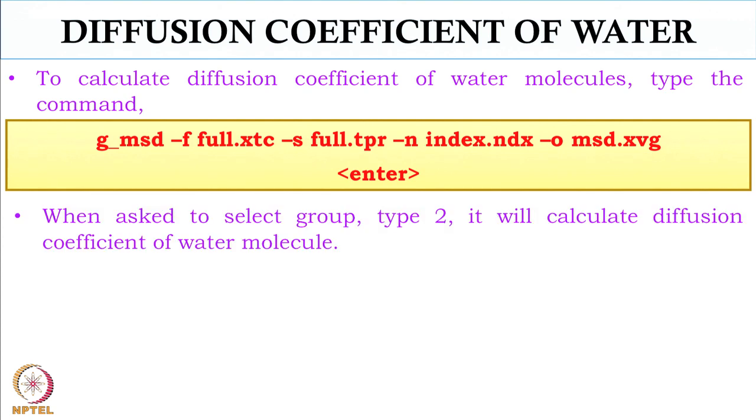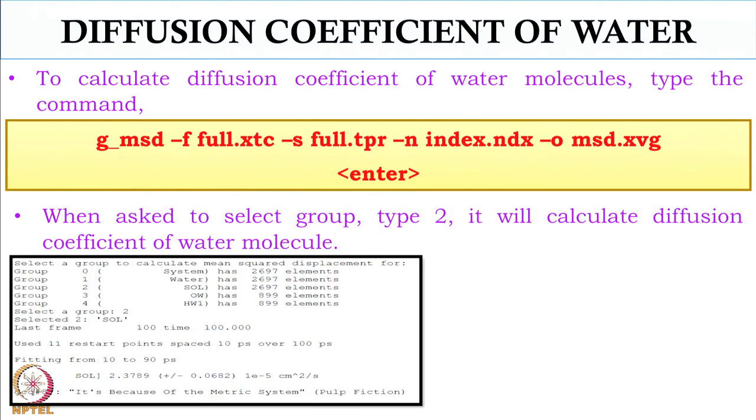So when you type it, you will again be asked to select a group. You type 2 or 0 or 1, because we don't want diffusion for a particular atom. We want diffusion for the whole molecule. So it will display the diffusion coefficient value on screen, which is 2.3 into 10 raised to the power minus 5 centimeter square per second. Within brackets is the error bar.